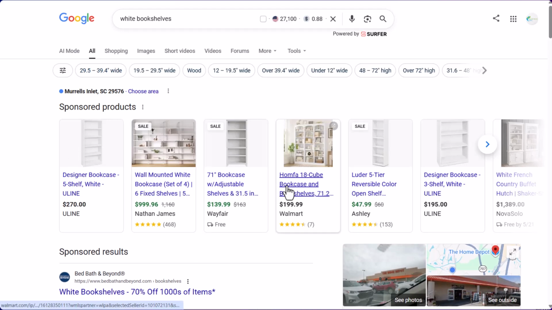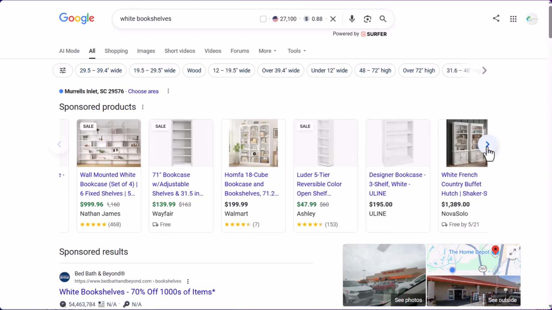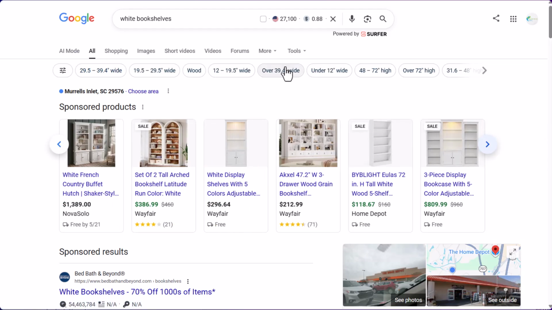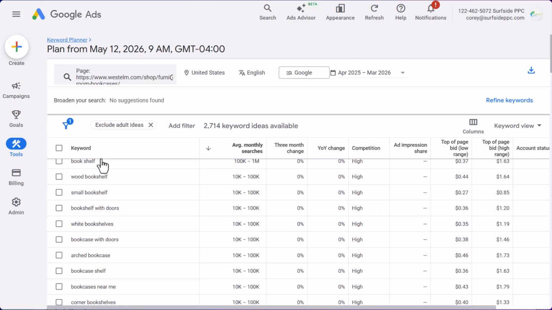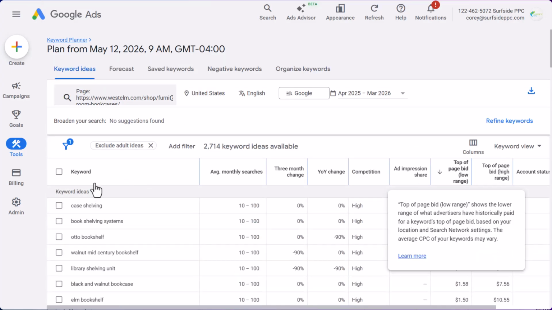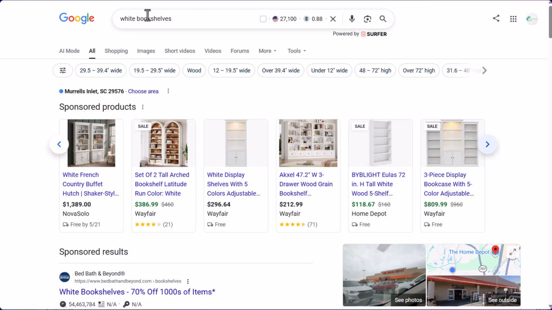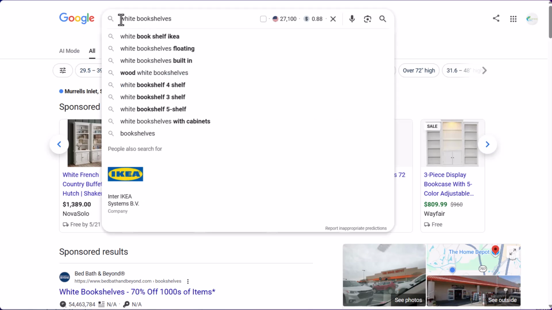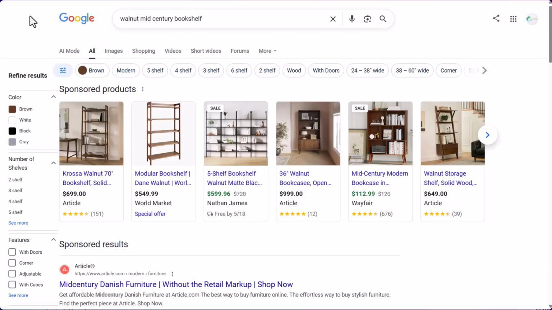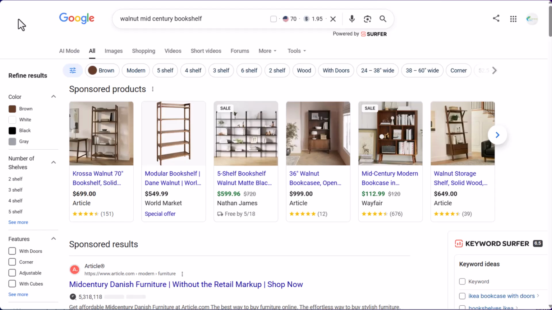Look at some of these prices, they're a lot lower. You can get a huge bookshelf from Walmart for this. Now this one's expensive, but it's also a massive bookshelf. So you can see there's a lot of different options here. Whereas the other keyword example that we had, where we look at our top page bid range, walnut mid-century bookshelf, this fits right into exactly what West Elm is trying to target. So from a pure search perspective, this would be a really good keyword for West Elm.